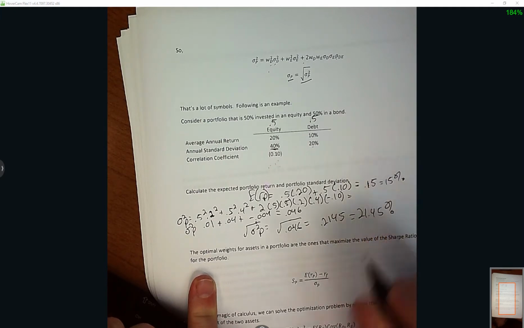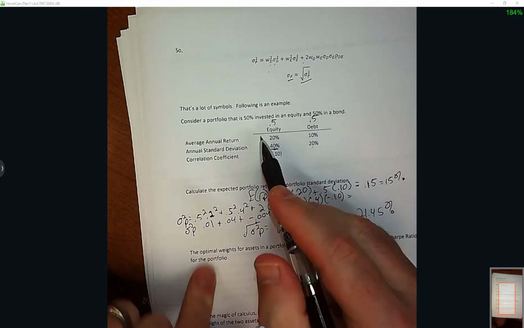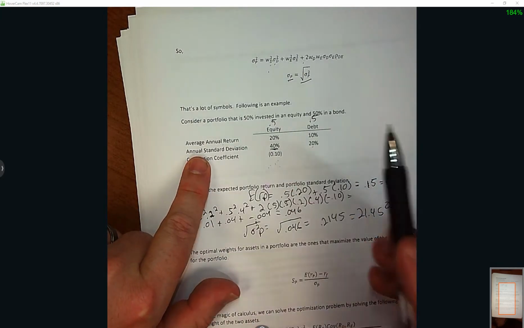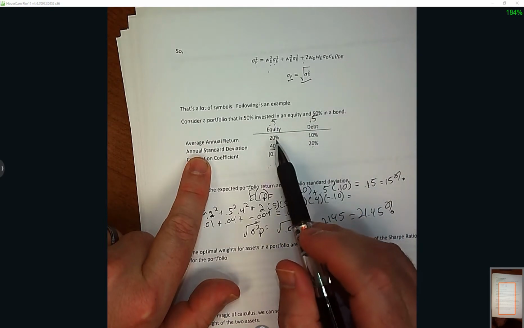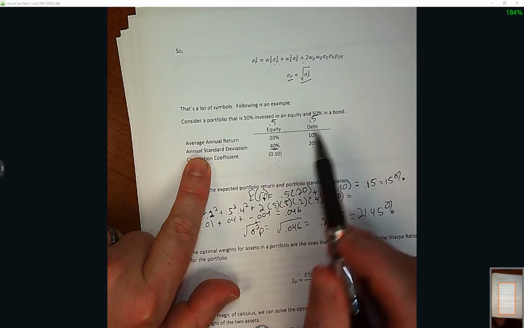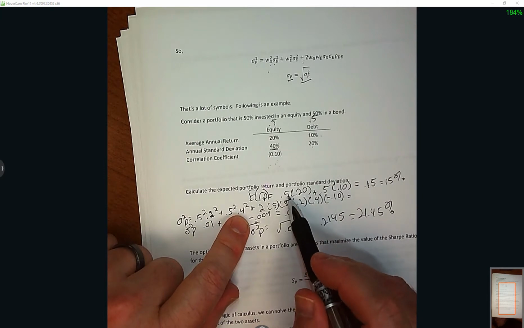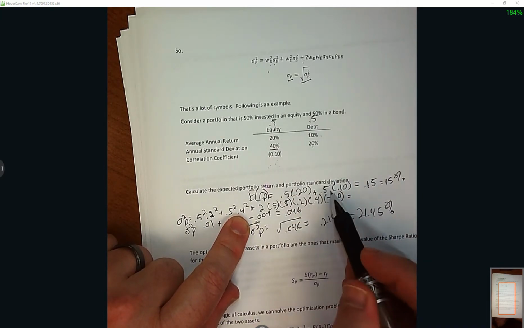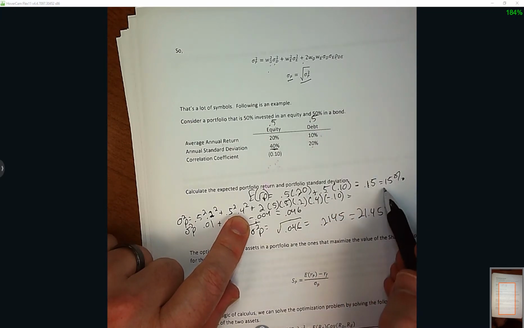Or 21.45%. Right? So what I want you to see here is that the return for the portfolio is the weighted average of the return of the individual assets. And that's what we did here. We just took the weight multiplied by the value, 0.2, plus the weight multiplied by the value to get 0.15.